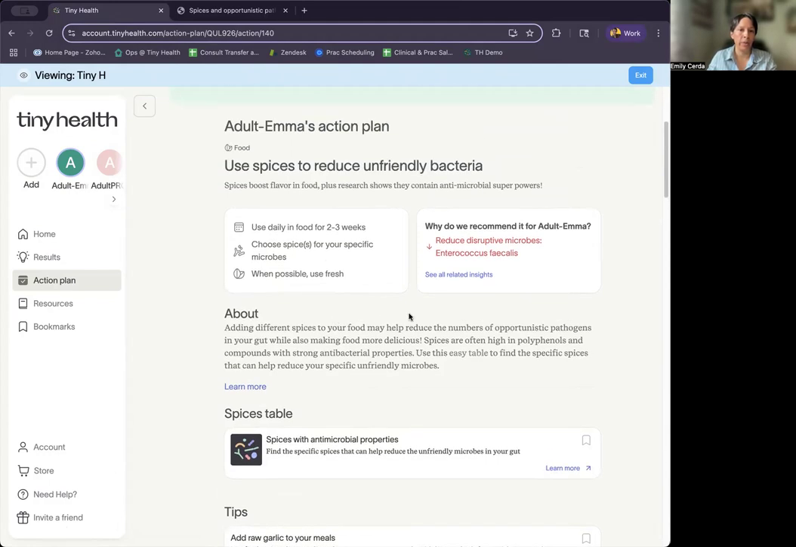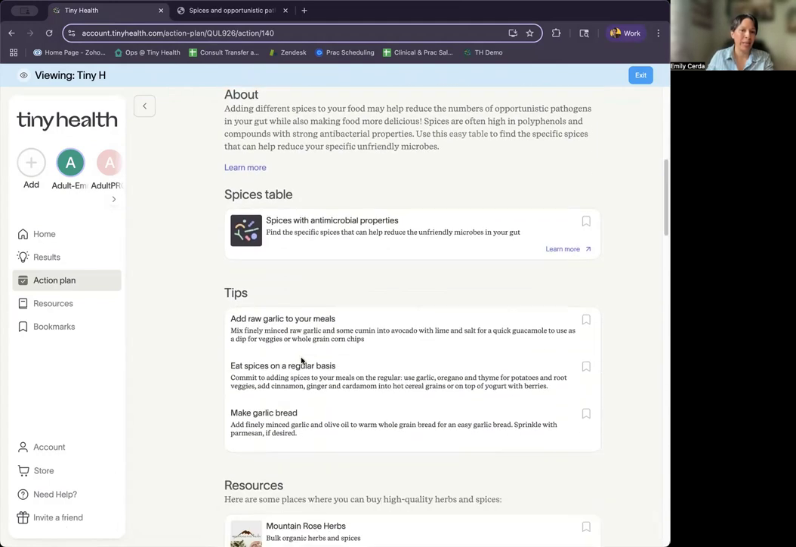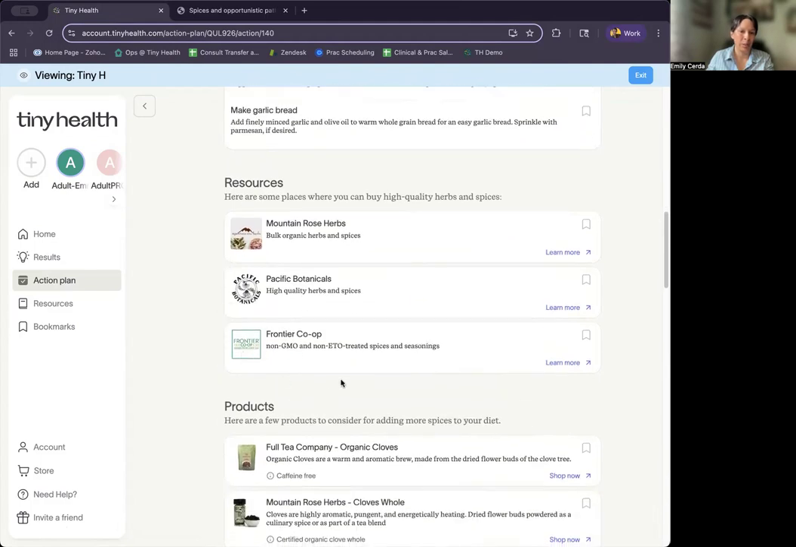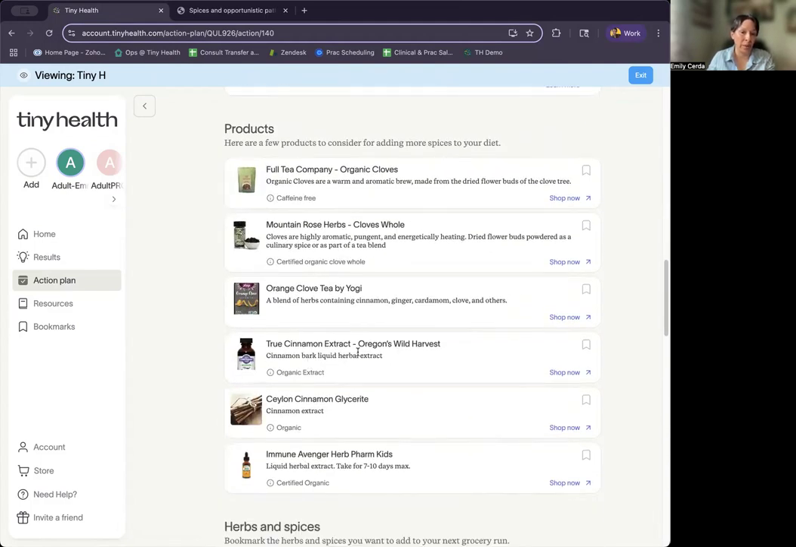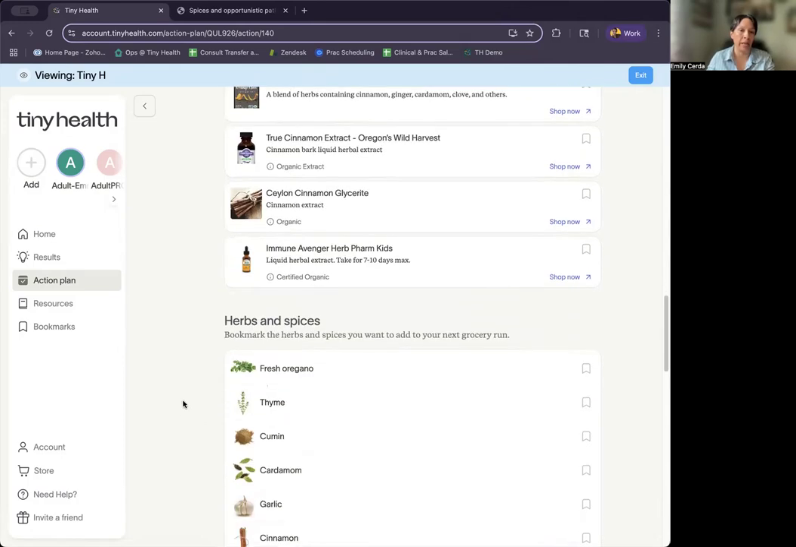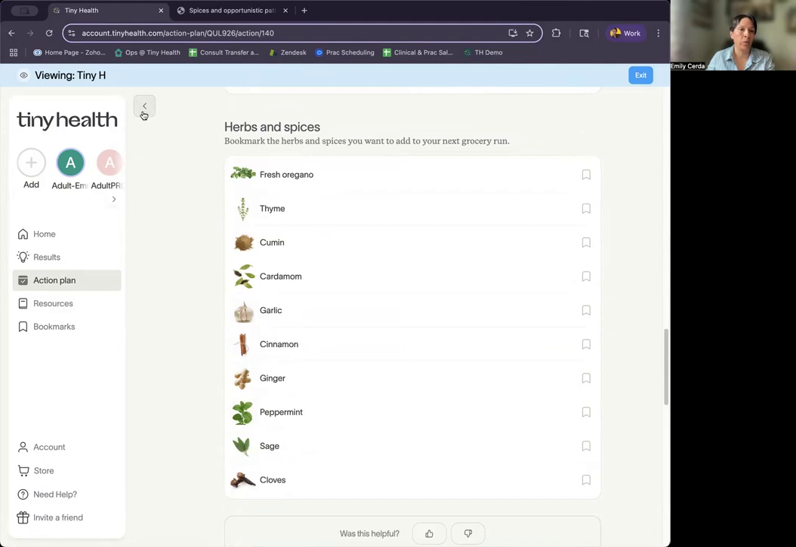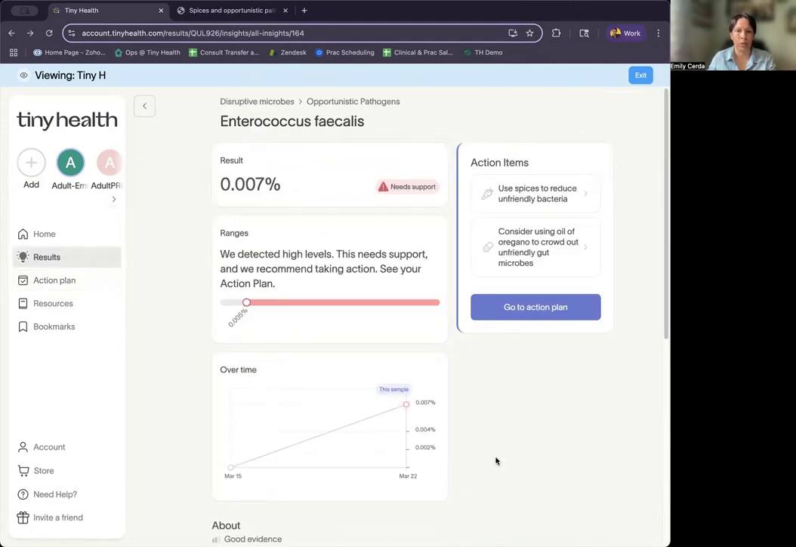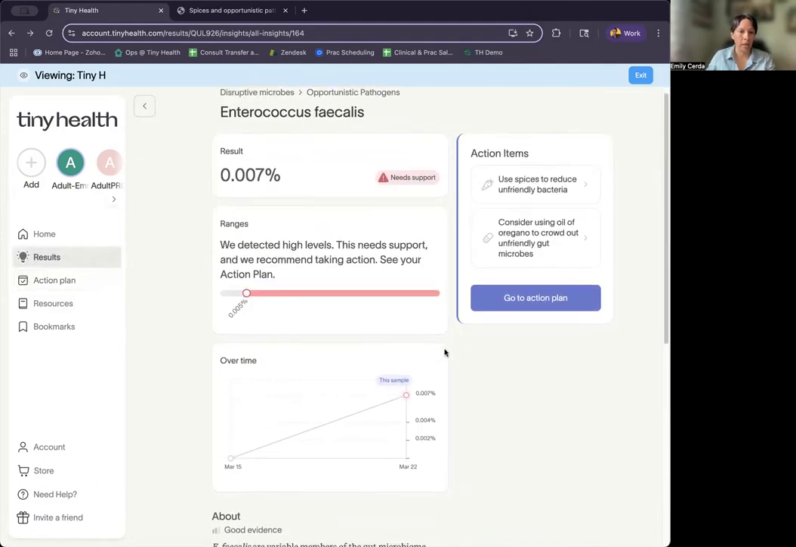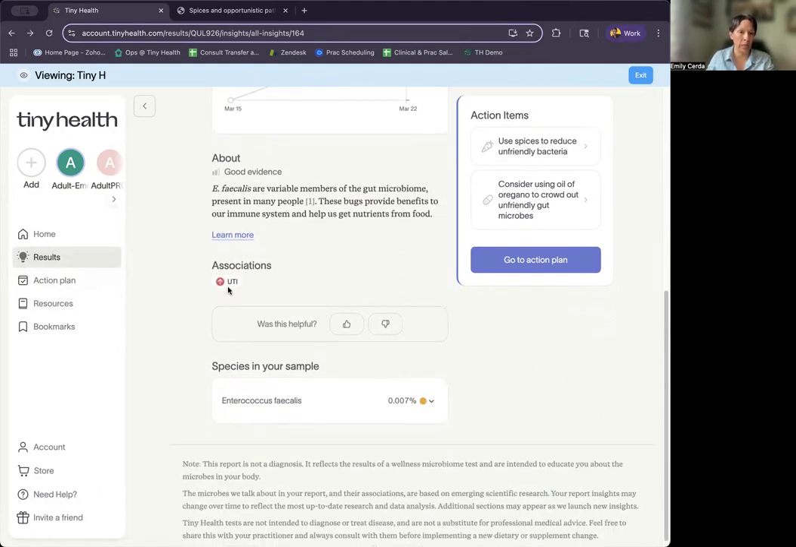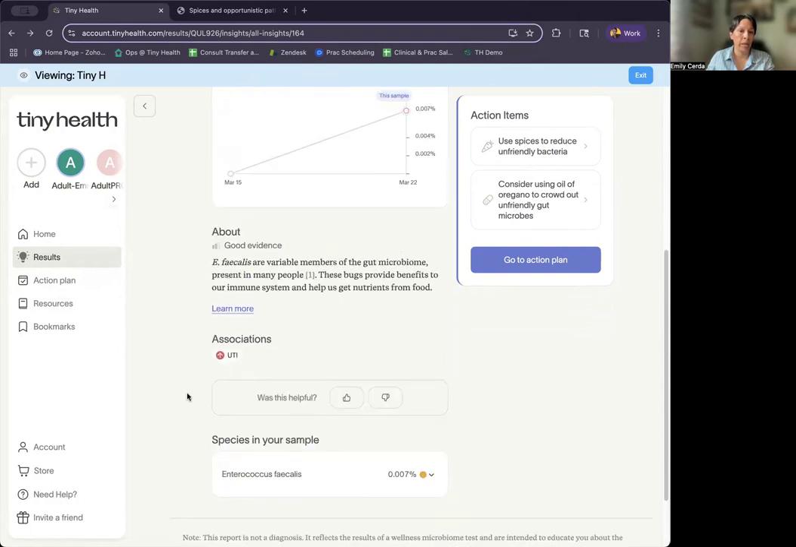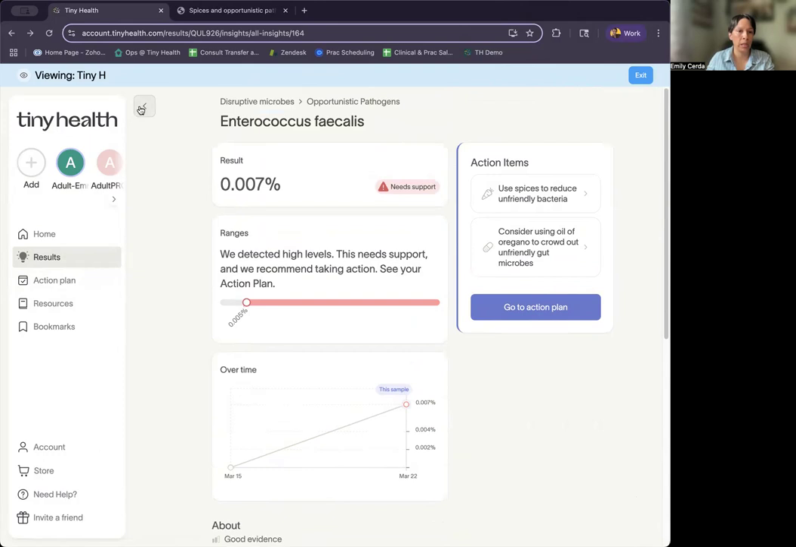So know that you can look into the actions here related. You're going to be able to see some resources. You're going to be able to see some products if it's easier for them to go with a little product instead of adding these things to their diet, then you can cater that to the individual. Again, the Enterococcus faecalis is listed here. We can see it has an association with UTIs. And we're not looking for toxin genes specifically for this particular species.